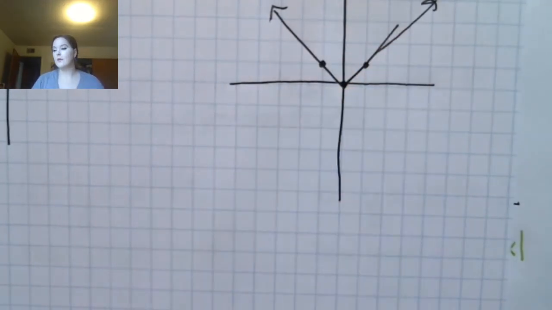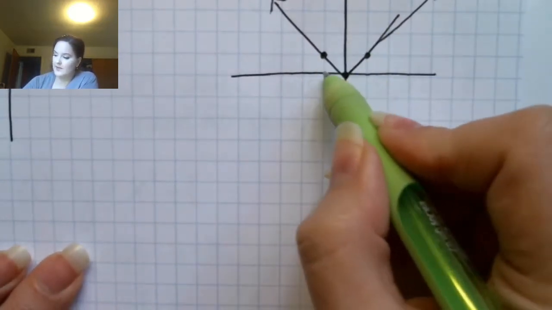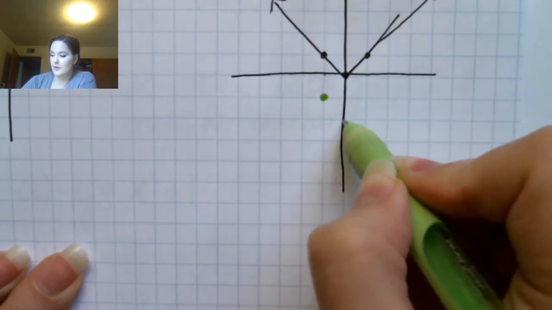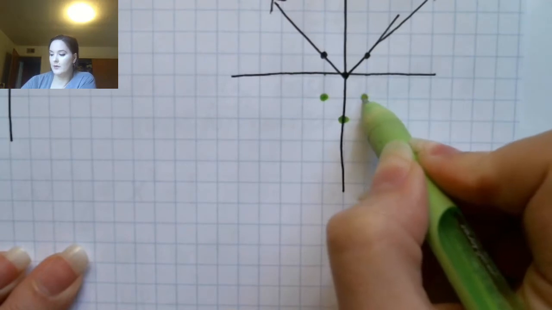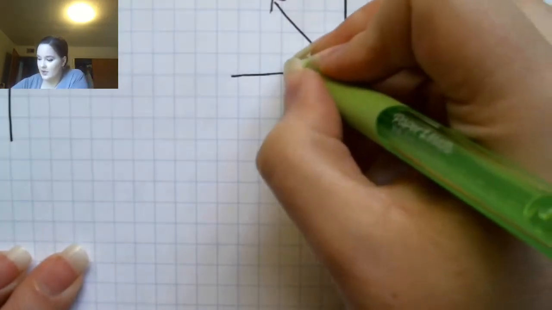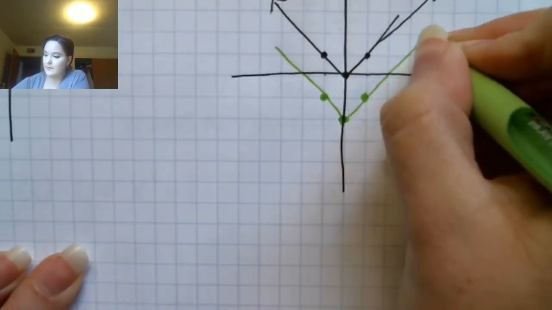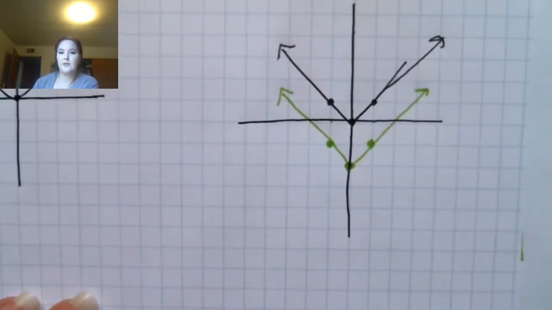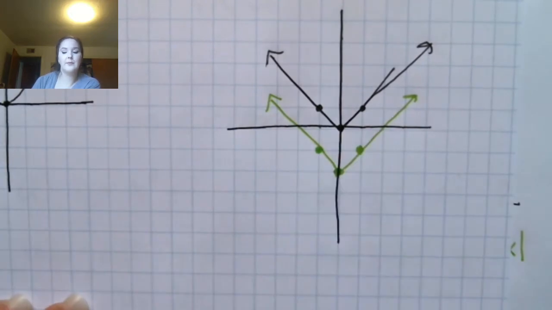Okay, so I'm going to move all of my key points down 2. So I'm going to move this down 1, 2. Move this down 1, 2. Move this down 1, 2. Okay, and then we're going to draw the exact same V shape. Okay, so there's my graph. You can see same size, same shape, moved down.